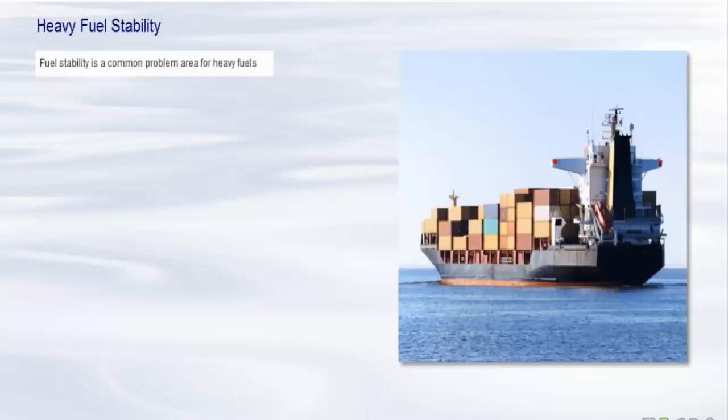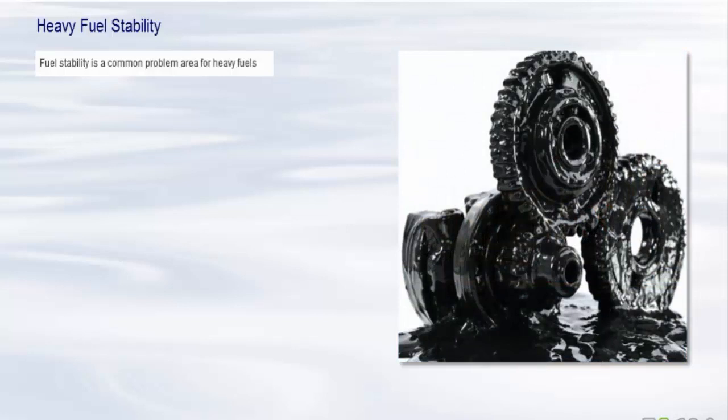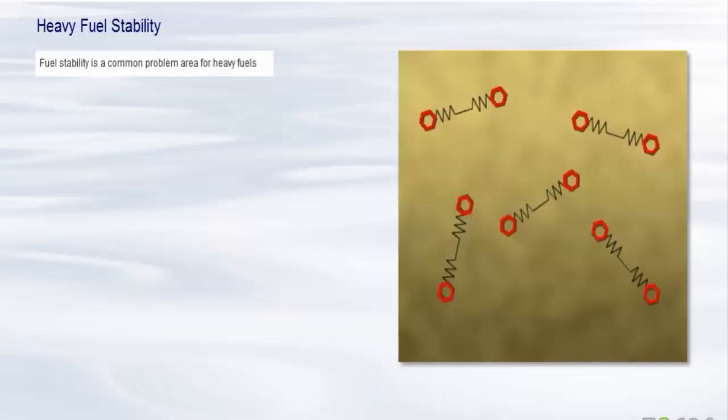Fuel stability is a common problem area for heavy fuels today, especially in blended low-sulfur heavy fuel oils. In these fuels, heavy components called asphaltenes have a tendency to agglomerate and form sludge. Fuels contain components intended to ensure stability, but in some cases the balance between these and the fuel is disturbed. One example is when blending two fuels.